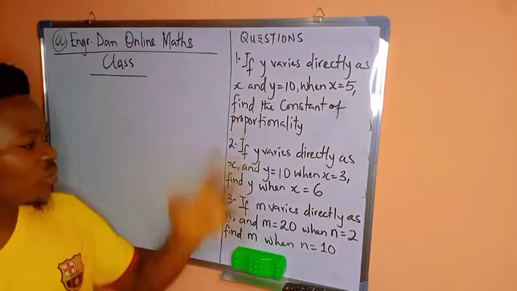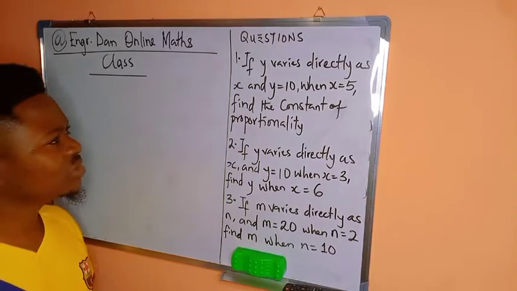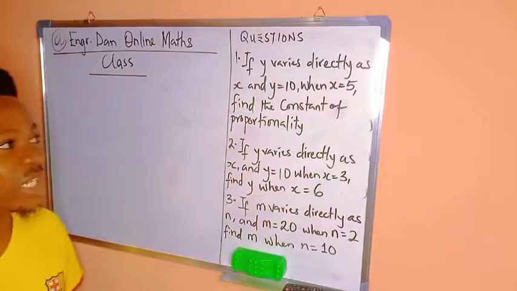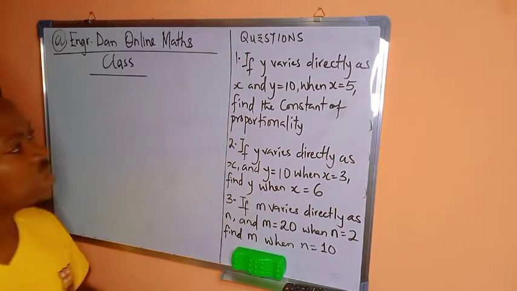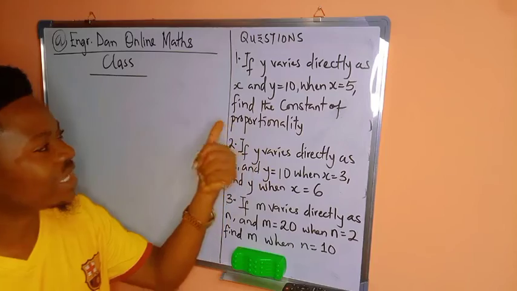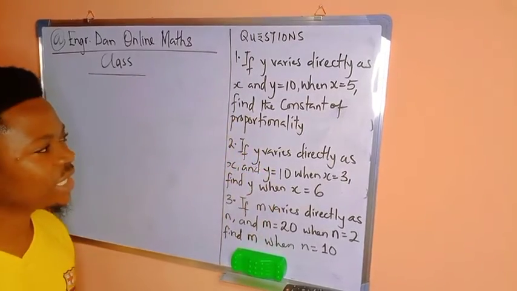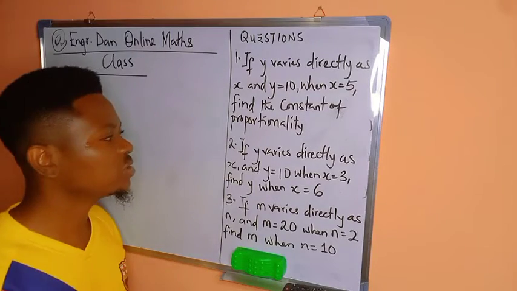All right, we'll be solving these questions. It's on direct proportion. The first question says, if y varies directly as x and y equals 10 when x equals 5, find the constant of proportionality.